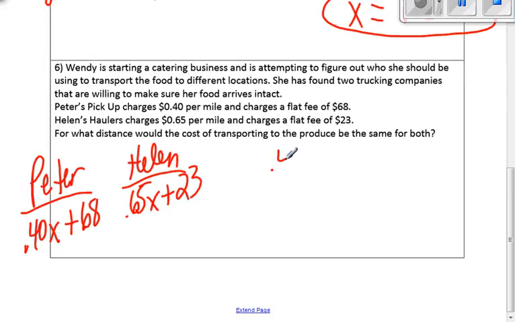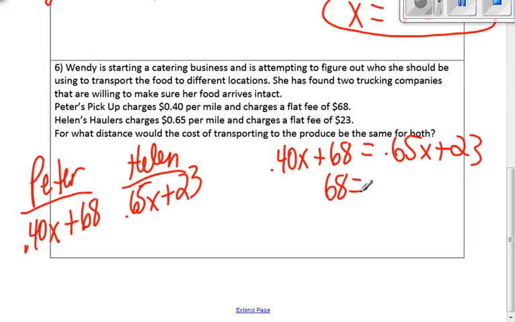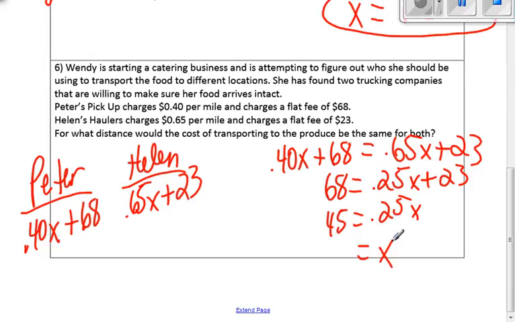So that would be set them equal to each other. 0.40x plus 68 equals 0.65x plus 23. Minus 0.40x from both sides. 68 equals 0.25x plus 23. Minus 23 from both sides. 45 equals 0.25x. Divide both sides by 0.25. X equals 180 miles.